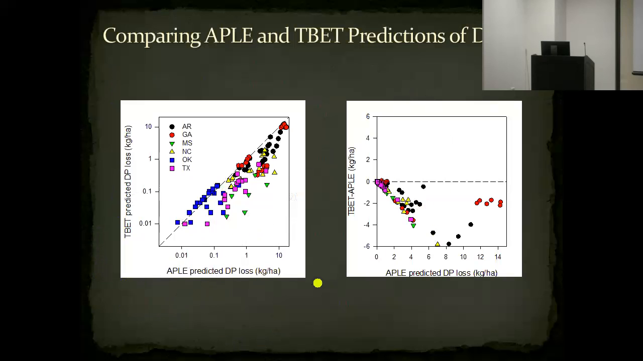And here's the residual, the difference between TBET and APLE. You do see that as the APLE predicted dissolved P loss increases, generally the difference between the two models increases. And you can see overall that the negative residuals mean that the APLE predictions are consistently greater than those from TBET.